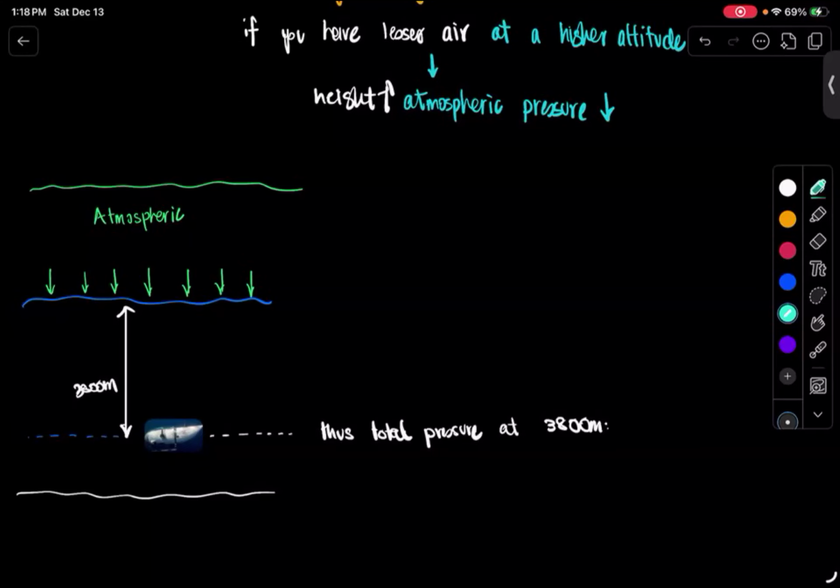Over here, you have the pressure due to fluid, right? The weight of all of the fluid above you. But above that, you also have the air which is pushing the fluid down.